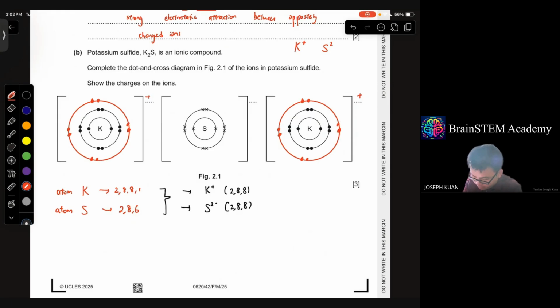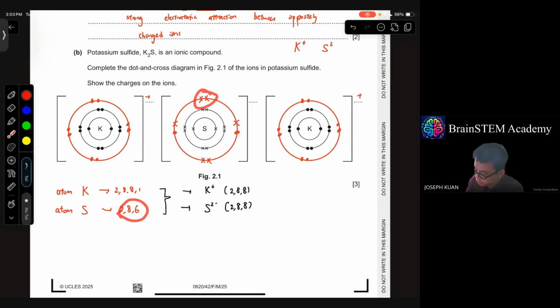Then for sulfur, it gains 2 more electrons, and the 2 more electrons actually come from potassium, each of the 2 potassium atoms. So I draw 6 crosses for its original electrons, and then 2 dots to show it came from the potassium atoms. And this will carry a 2- charge.